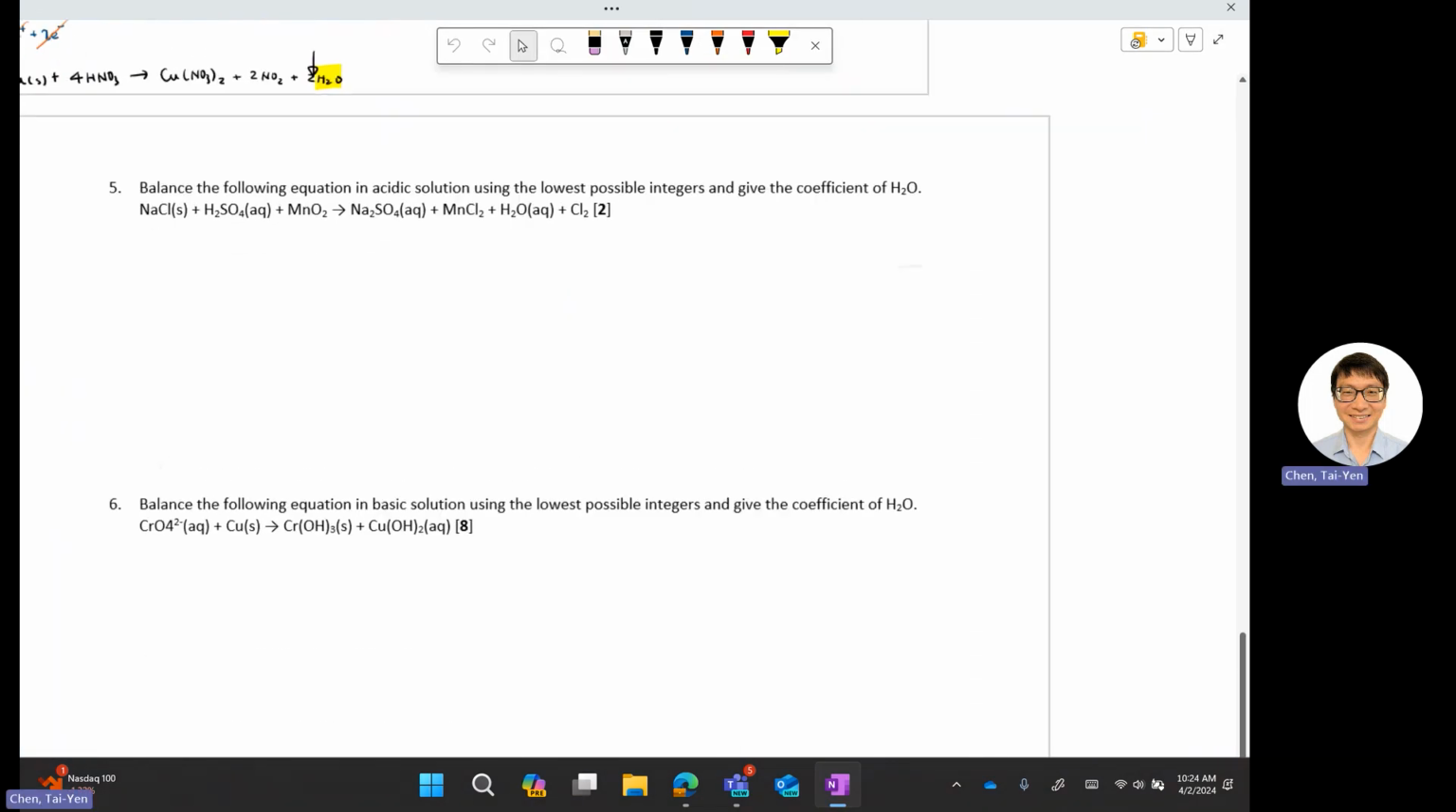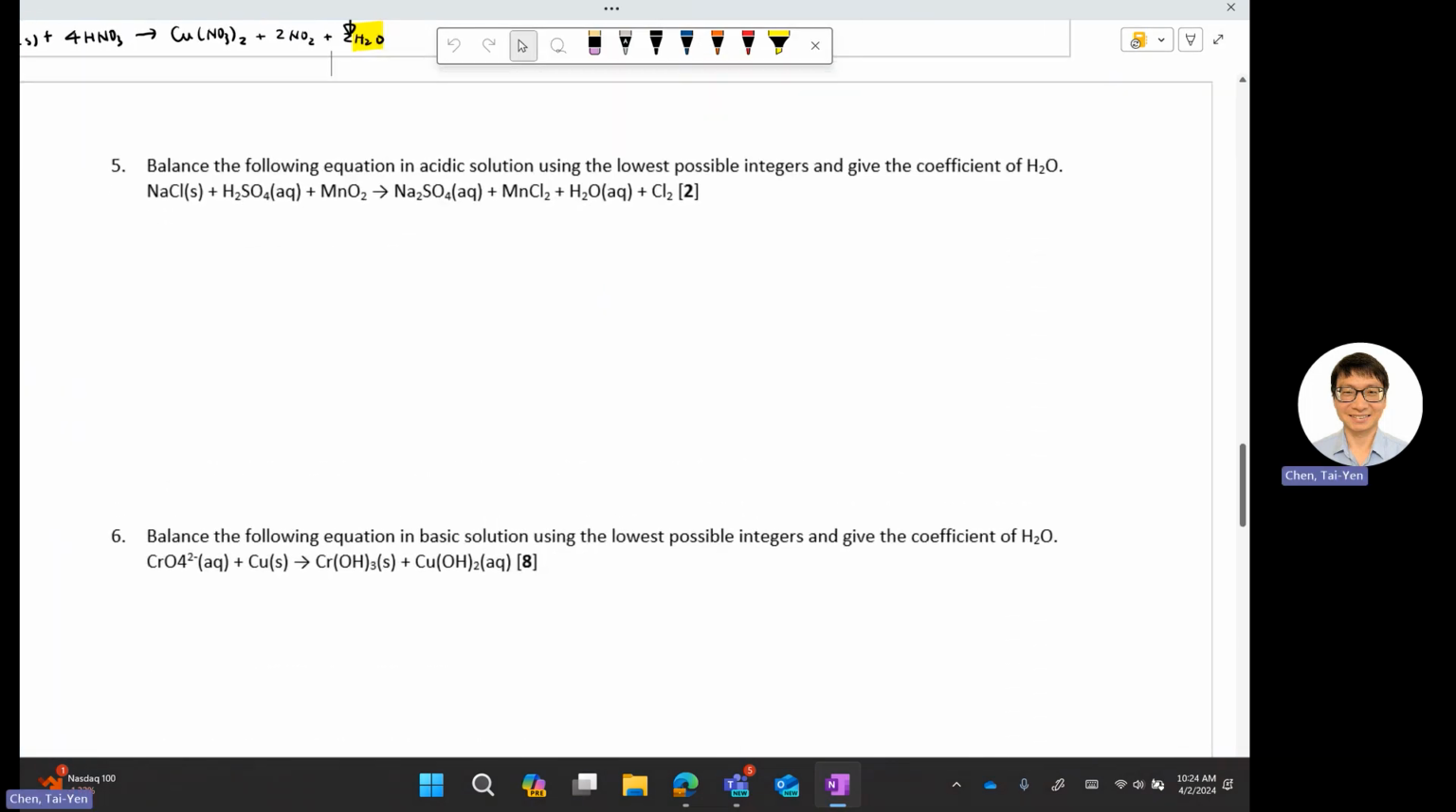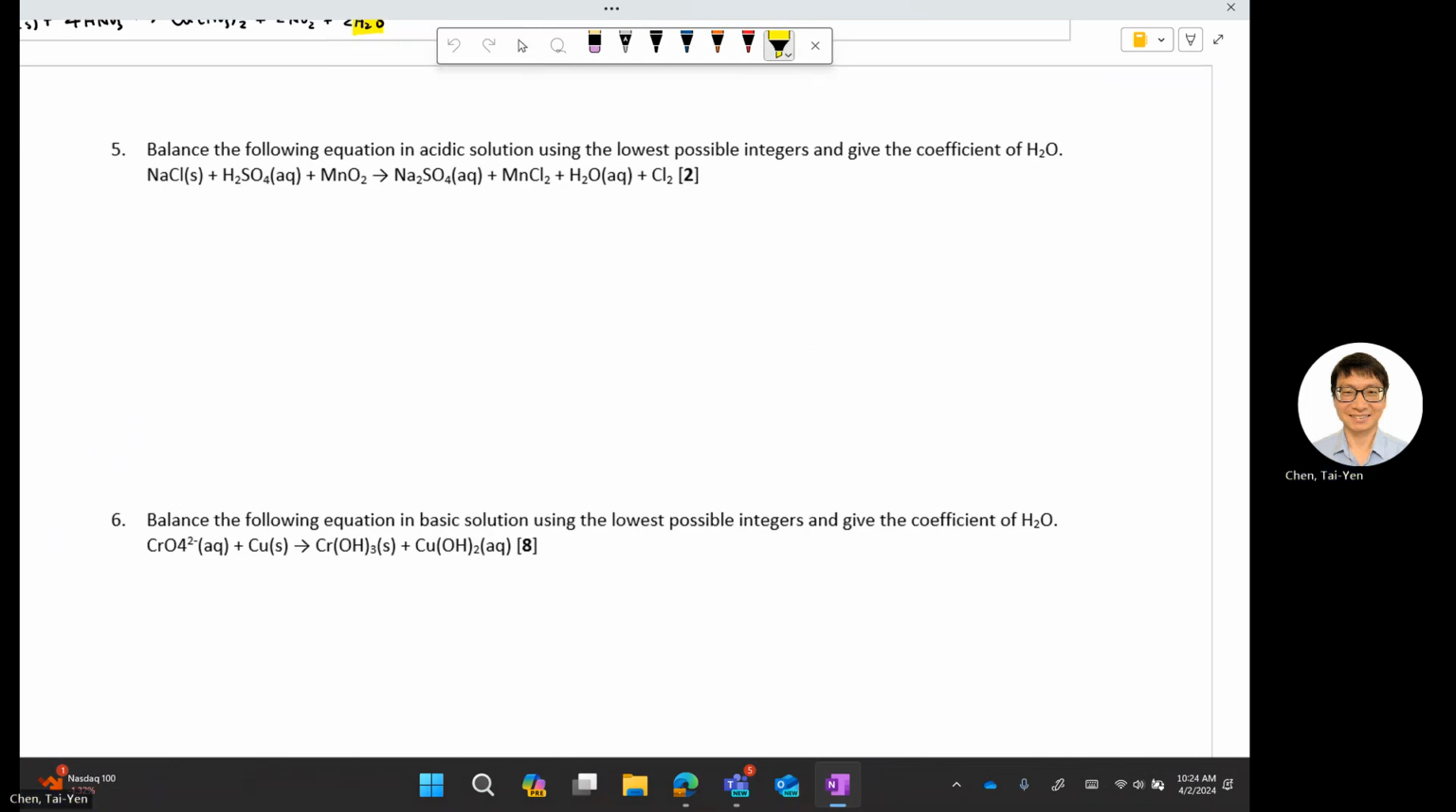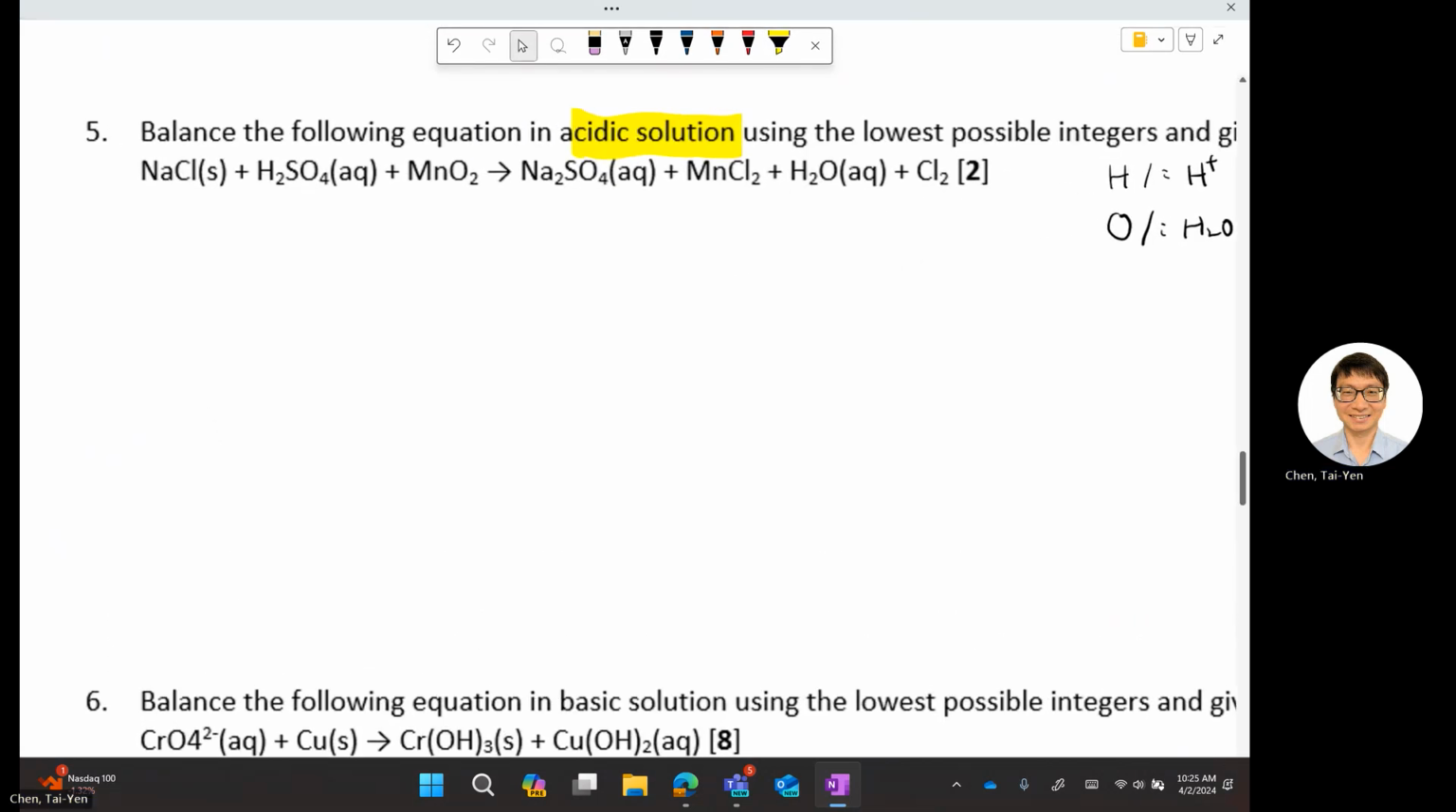Okay, back. Question number 5. Balance the following equation in acidic solution. Acidic solution again, so you use H plus for your H and H2O for your missing O. Using the lowest possible integers, give the coefficient of H2O. Again, it's about the H2O.